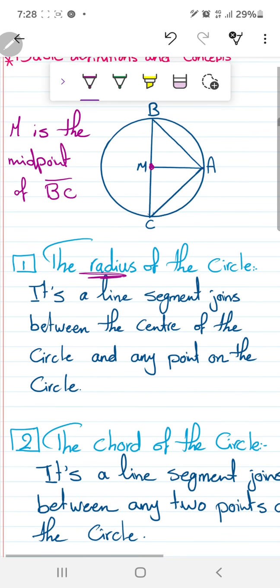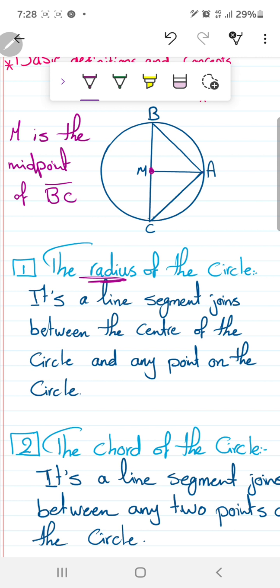Okay. The meaning of the radius of the circle is a line segment that joins the center of the circle and any point on the circle. Like MA is a radius. MC is a radius. MB is a radius. So the radius is a line segment joining the center of the circle and any point on the circle. As we said, we have here MA, MB, and MC.